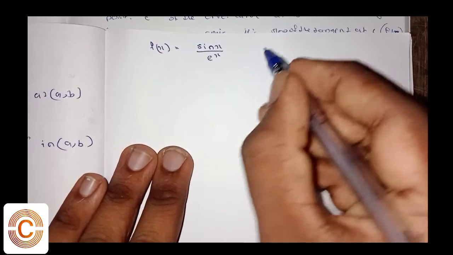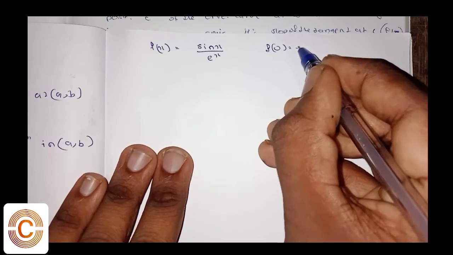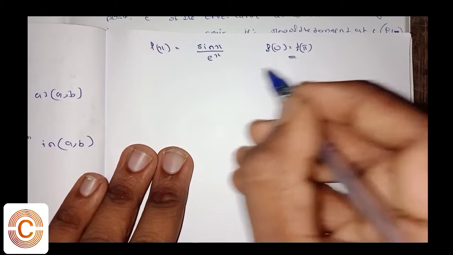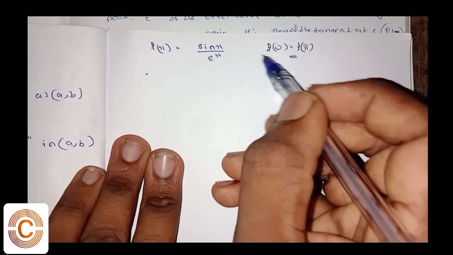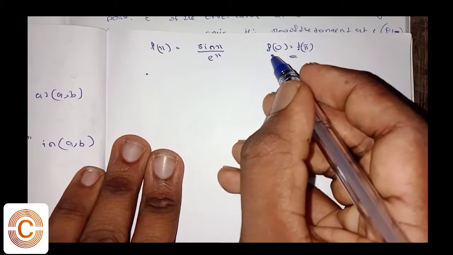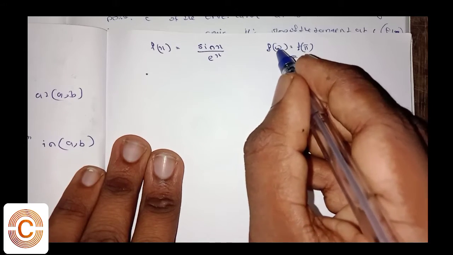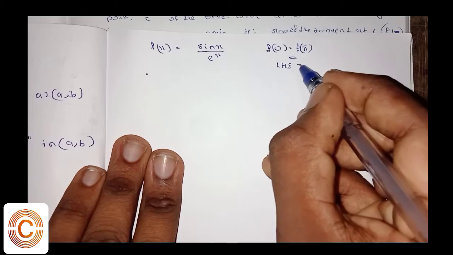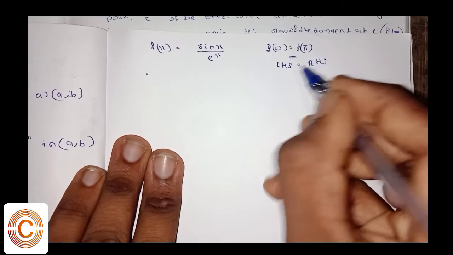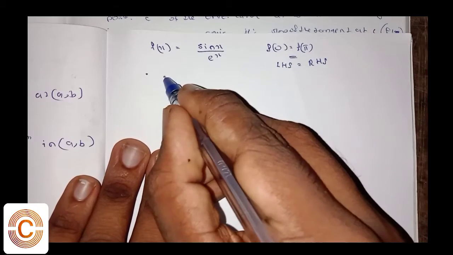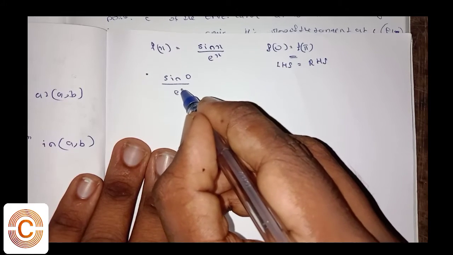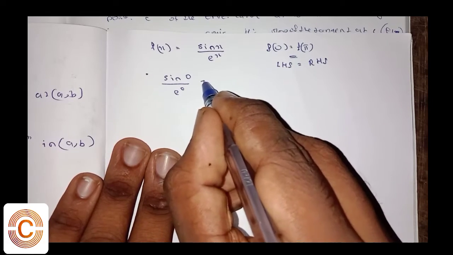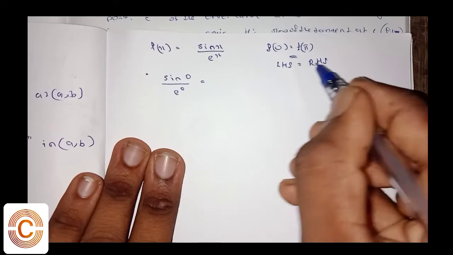So we want to show that f of 0 is equal to f of pi. Let's check it out. Replacing x by 0 and x by pi, we get the left hand side, that is LHS, and the RHS also. In the case of LHS, it becomes sin of x, which is 0 here, divided by e raised to 0, which we want to show is equal to the RHS.